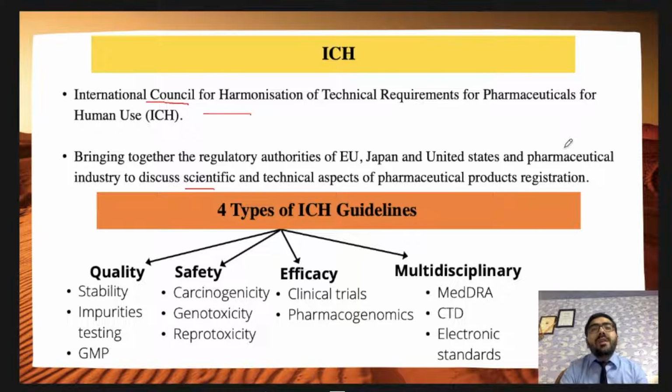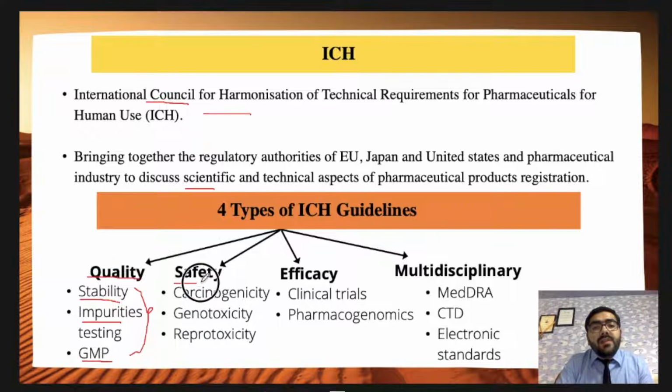So in short form, we can say QSEM. Now, quality. In the quality guidelines, it will discuss the stability of the drug substance, drug product, then impurity testing, good manufacturing practices, and the pharmaceutical development of that drug substance. These are the parameters or the subtopics.